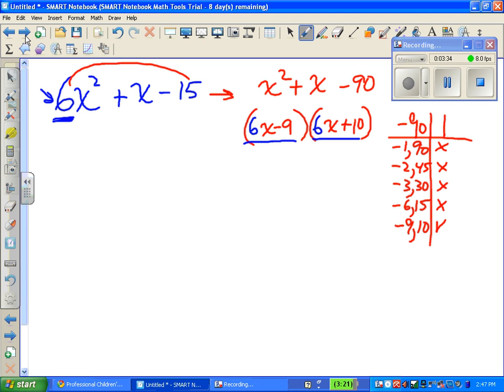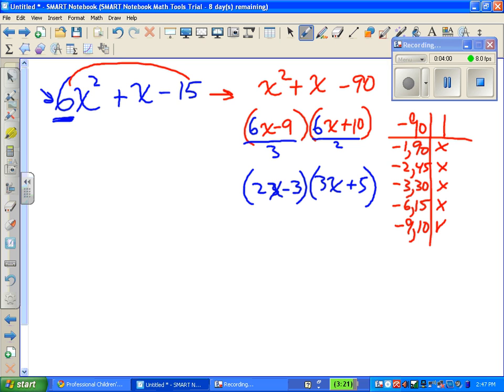So in this case, 6 and 9 have a common factor of 3. So if I divide this into this polynomial, I get 2x minus 3. And here I have a common factor of 2. I divide that, I get 3x plus 5.